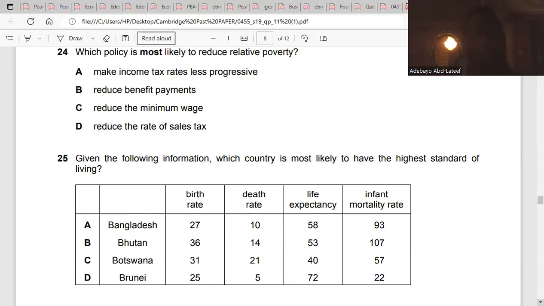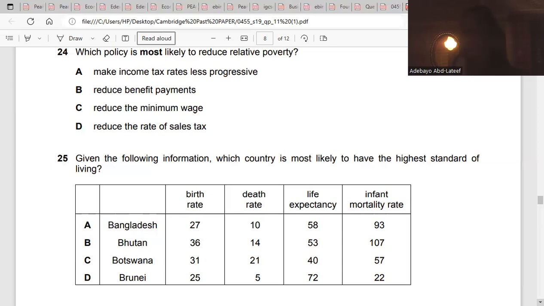So which policy would reduce relative poverty? Income tax rate less progressive. If it is less progressive, it will increase poverty. Reduce benefit payment. If you are reducing benefit payment, it means people will not be able to have income to buy things, so this will lead to poverty. Reduce the minimum wage.